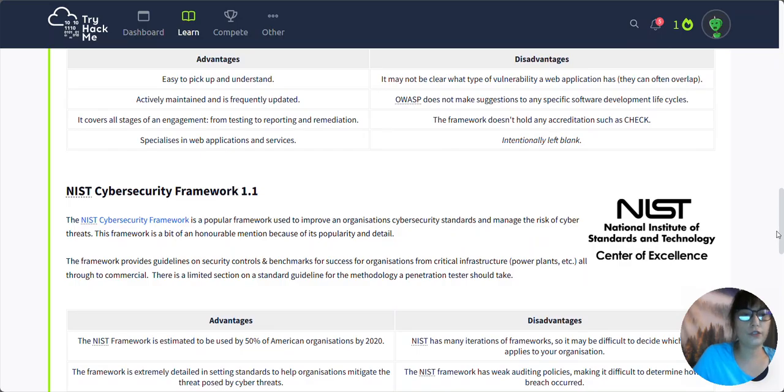NIST Cybersecurity Framework 1.1. The NIST Cybersecurity Framework is a popular framework used to improve an organization's security standards and manage the risk of cybersecurity threats. This framework is a bit of an honorable mention because of its popularity and detail. The framework provides guidelines on security controls and benchmarks for success for organizations from critical infrastructure such as power plants, etc., all through to commercial. There is a limited section on a standard guideline for the methodology a penetration tester should take.